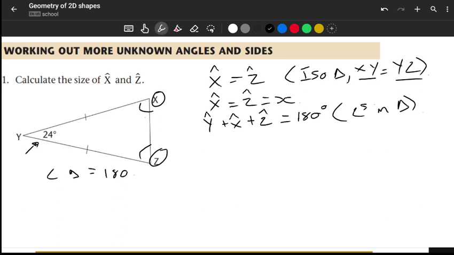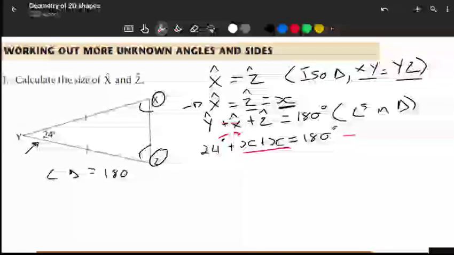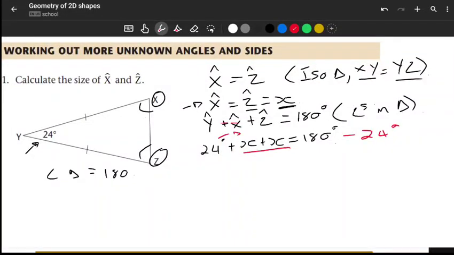Now we're substituting values. In the place of y, we're saying 24 degrees. In the place of x, we're going to put this x because we stated it here, right? So we're going to put x there plus x again, because z is also equal to x, and then is equal to 180 degrees, right? Now we're going to simplify it. We're going to take 24 that side, and then we're going to add x and x together, right? Therefore, we're going to have 180 minus 24 degrees, and 24 here, it's removed, right?